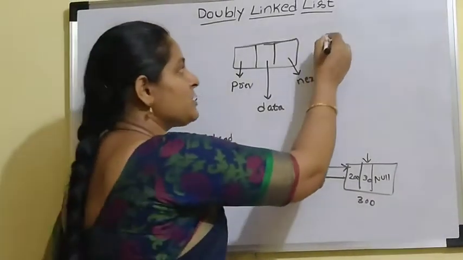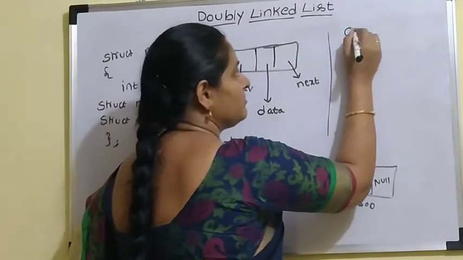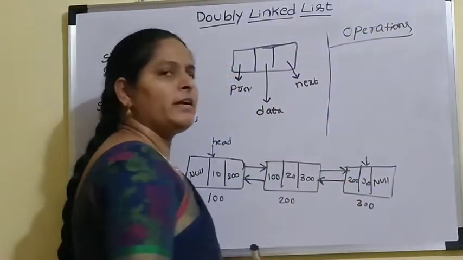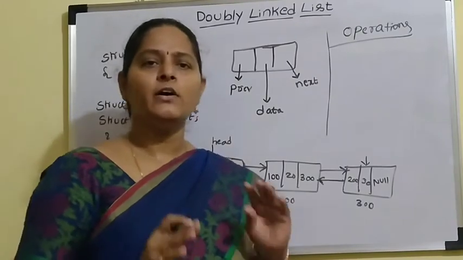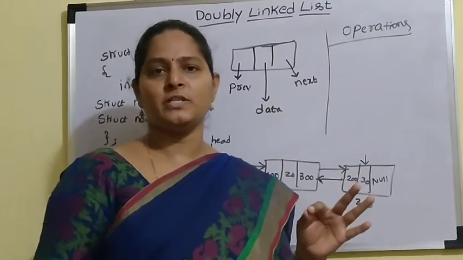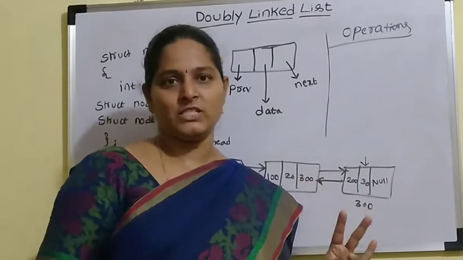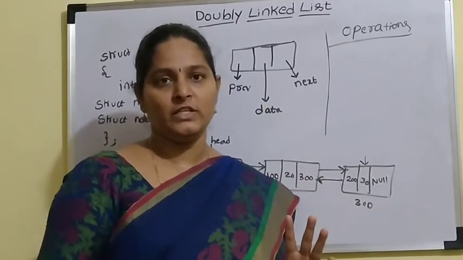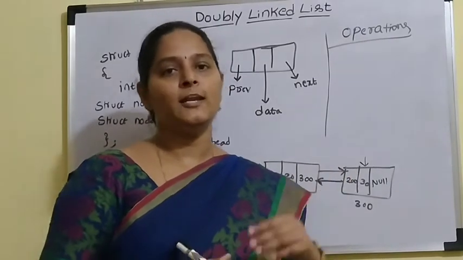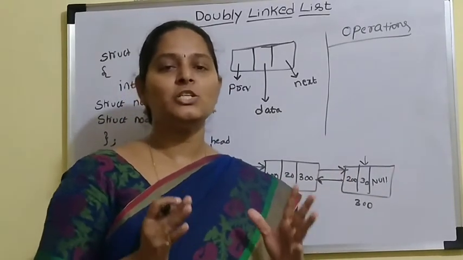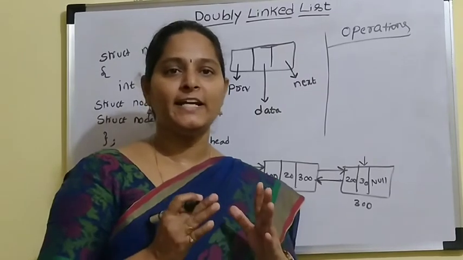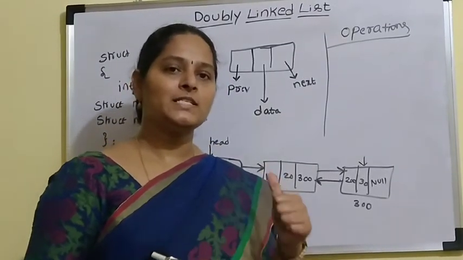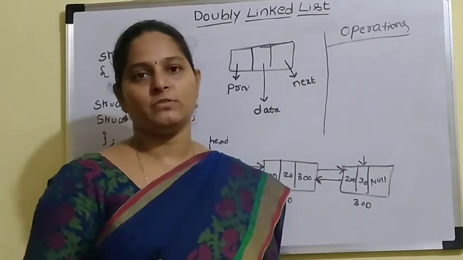Let's look at the operations performed on a doubly linked list. Not only a doubly linked list, in any kind of linked list, we can perform insertion, deletion, display, and traversing operations, or count the number of nodes in a list, or find the length of a list, or search for an element in the list. These are the major operations that we can perform on any kind of linked list. But generally we will see insertion, deletion and display operations.